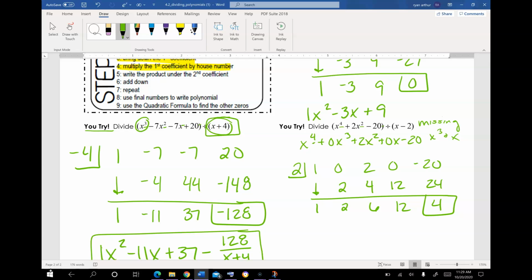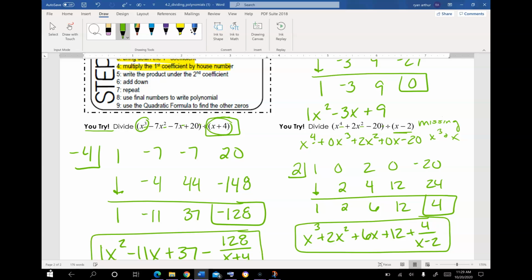Now, I started with the fourth, so I'm going to end with the cube. So I'm going to say x cubed plus 2x squared plus 6x plus 12. My remainder is positive, so I'm going to say plus my remainder on top of what I divided by. And that is your answer.